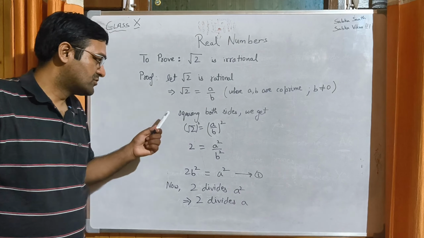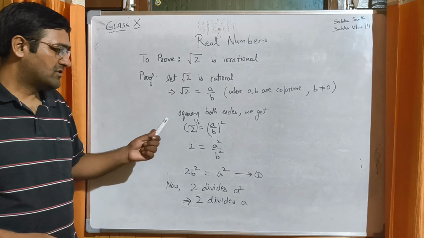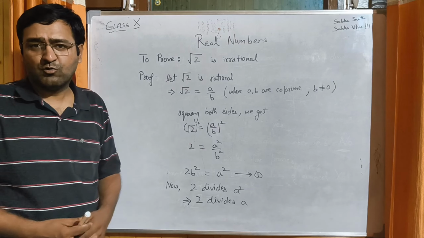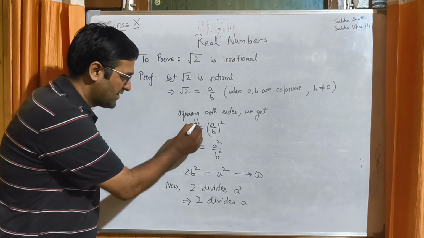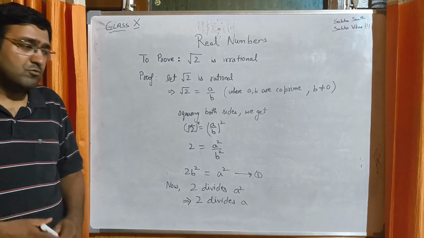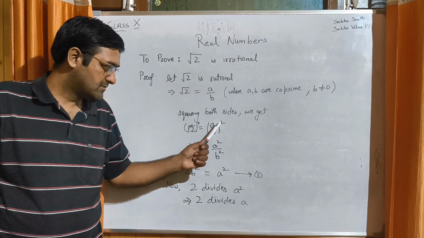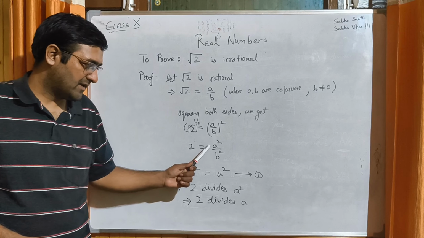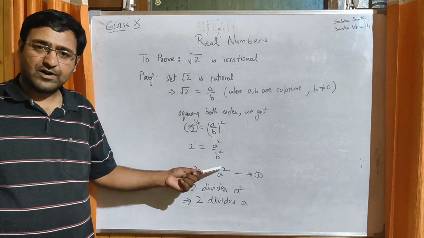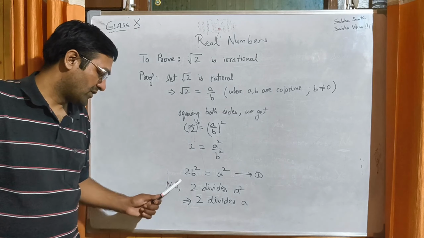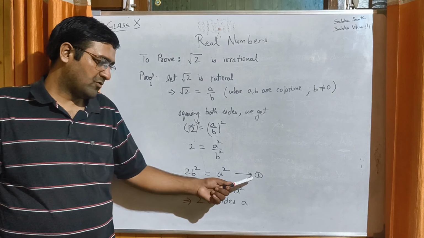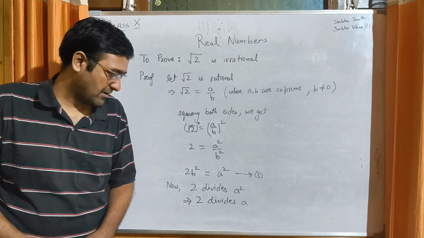So now we are going to square both sides. Once we square both sides, we get under root 2 whole square equals a upon b whole square. Here the square will cancel the under root, so we are left with 2. Now we are going to expand the square here, so we get a square upon b square. Now we are going to transpose b square from the right hand side to the left hand side. So we get 2b square equals a square. For the time being, we are going to call it equation number 1.